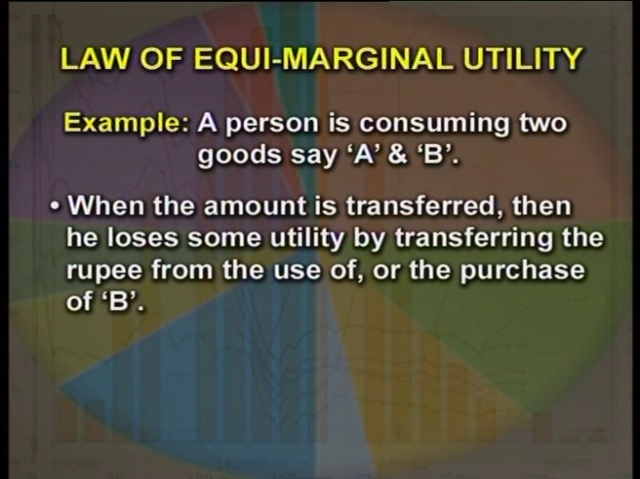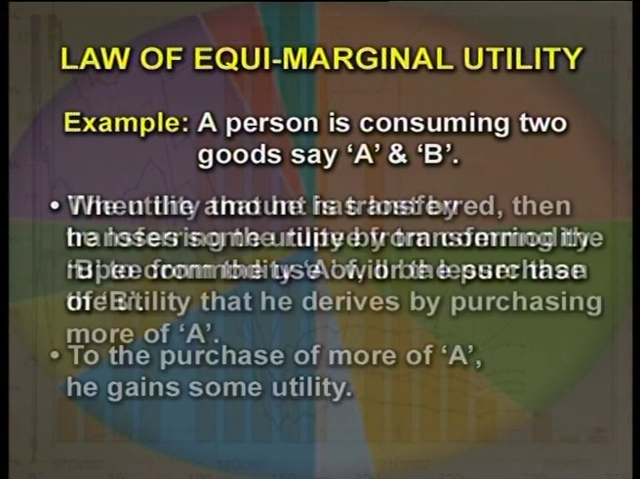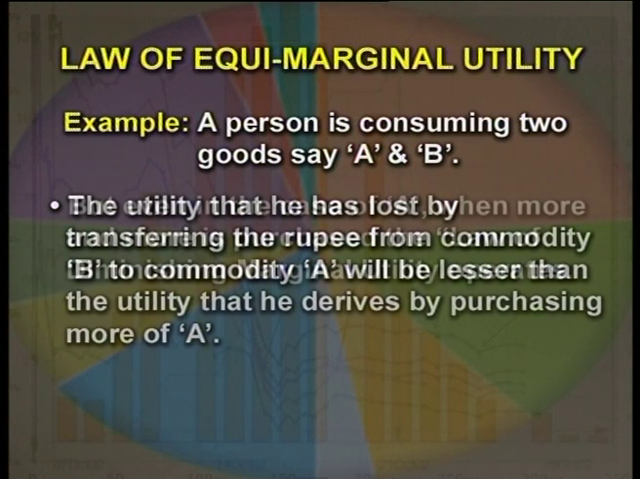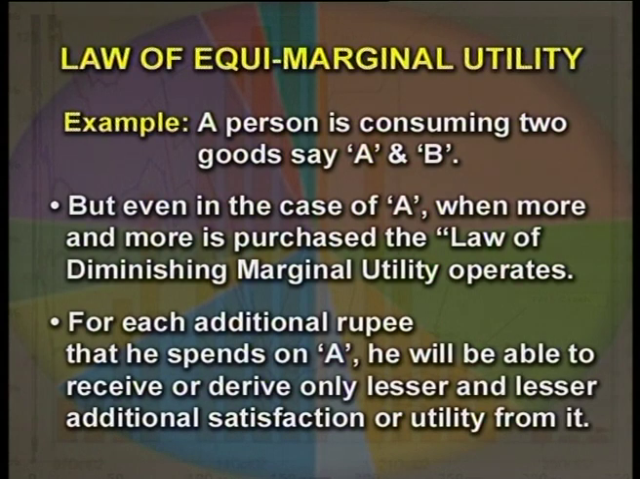Now, when the amount is transferred, then he loses some utility by transferring the rupee from the purchase of B to the purchase of A, but he gains some utility by getting more of A. But the utility that he has lost by transferring the rupee from commodity B to commodity A will be lesser than the utility that he derives by purchasing more of A. But even in the case of A, when more and more is purchased, the law of diminishing marginal utility operates. And therefore, for each additional rupee that he spends on A, he will be able to derive only lesser and lesser additional satisfaction or utility from it.